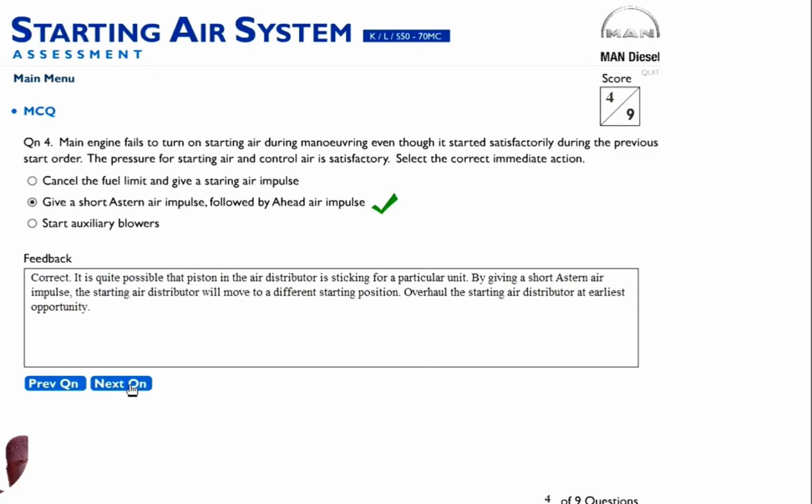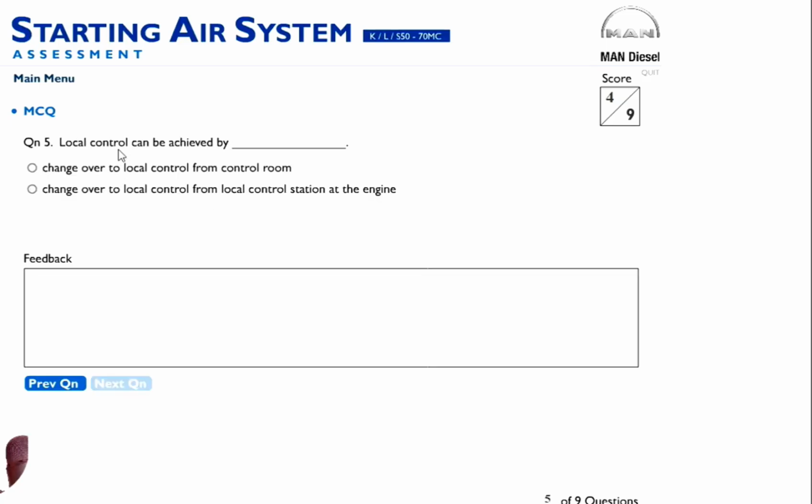Okay, let's move on. Local control can be achieved by changeover to local control from the control room, changeover from local control from the local control station at the engine. This is the correct answer.